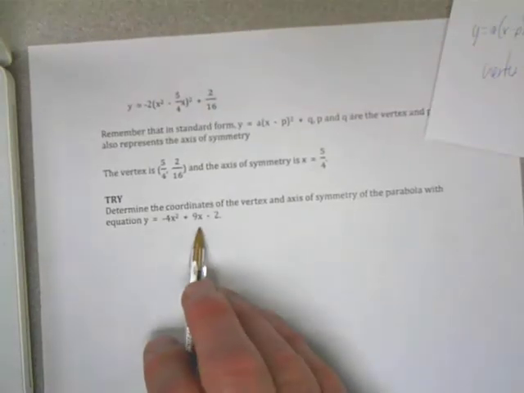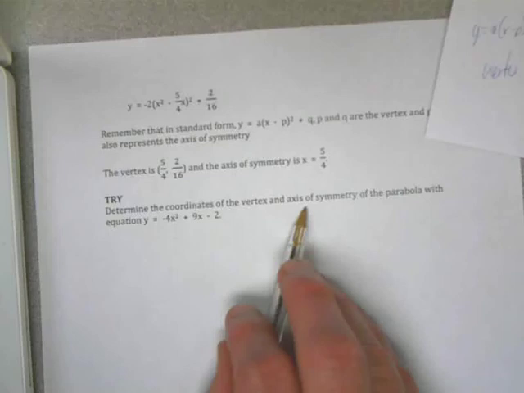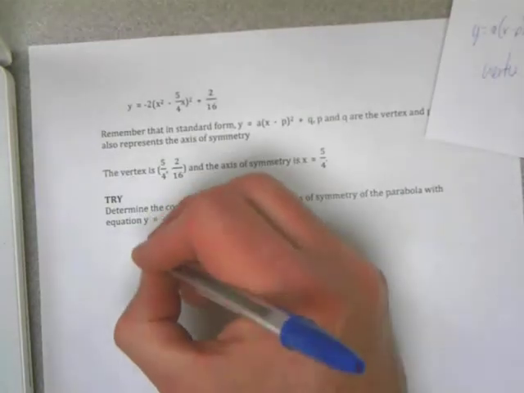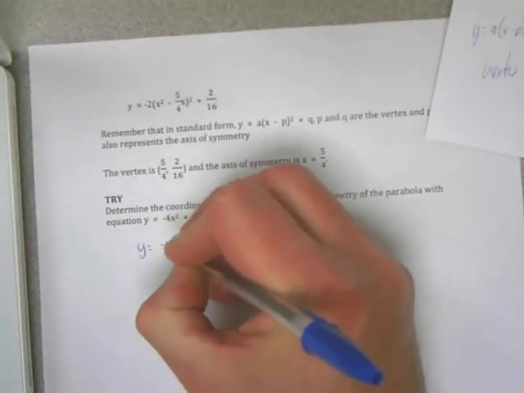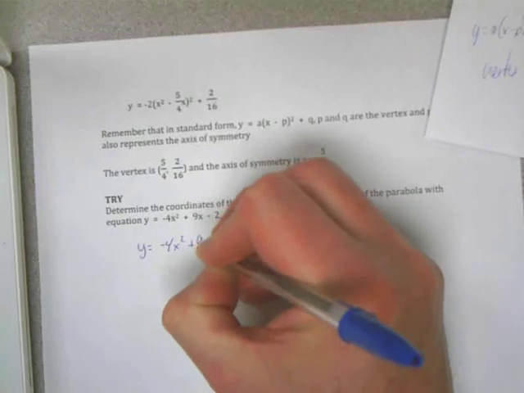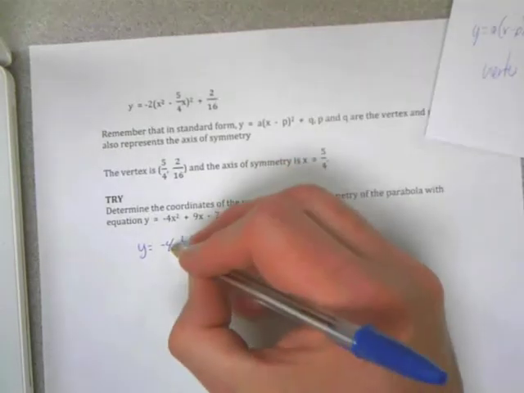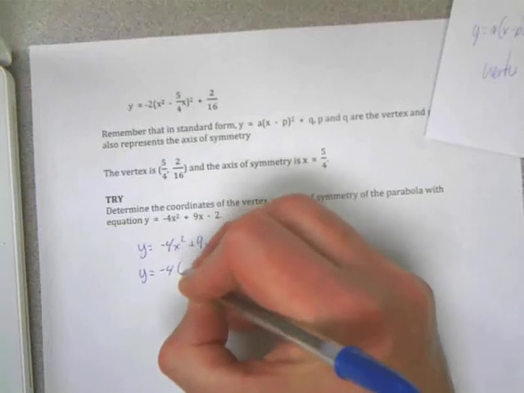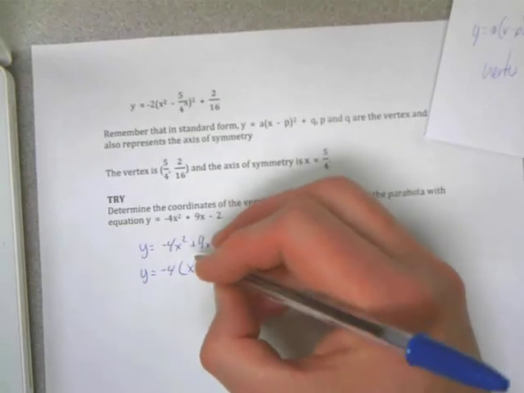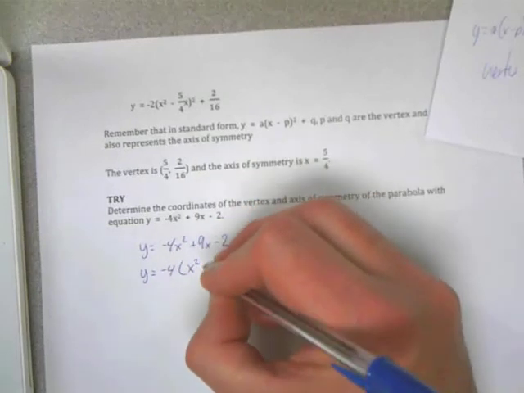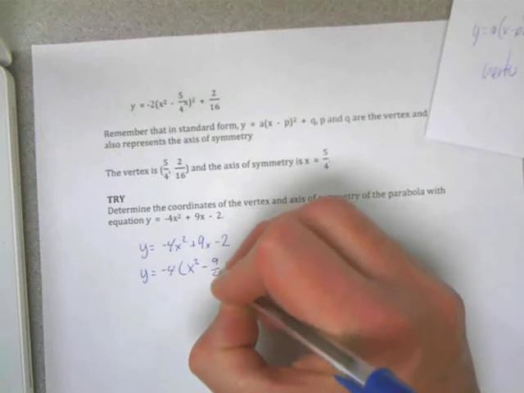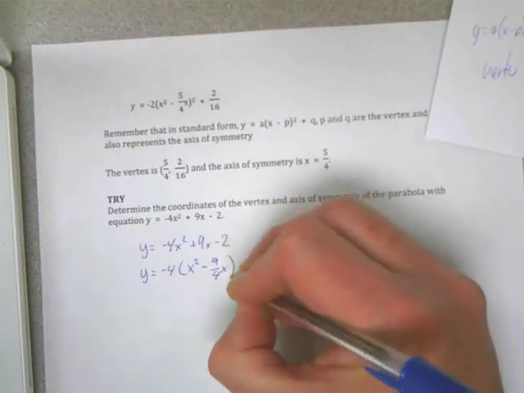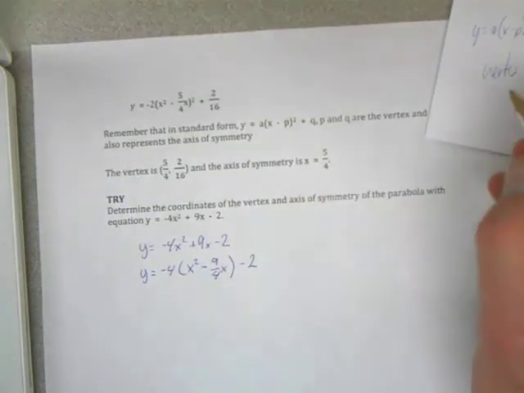So we're going to put this in standard form because we want to find the vertex and axis of symmetry. So y is equal to negative 4x squared plus 9x minus 2. I need this to be by itself. So y is equal to negative 4x squared minus 9 over 4 x, in brackets, minus 2.